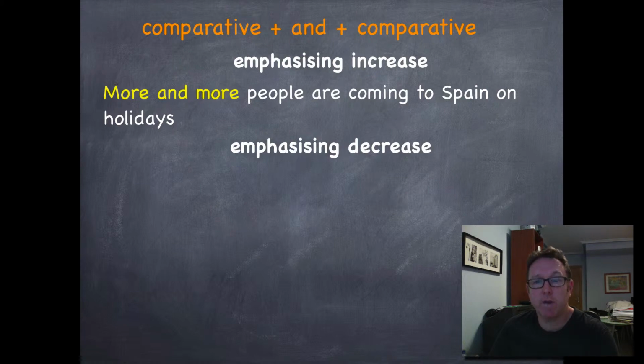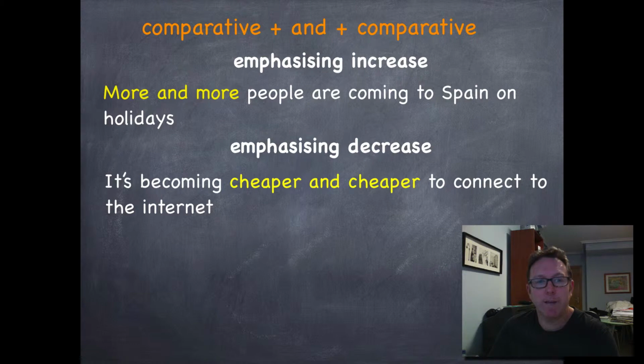Emphasizing decrease. So we can say it's becoming cheaper and cheaper to connect to the internet, all right? Cheaper and cheaper, the price is going down, so it's becoming cheaper and cheaper to connect to the internet, the decrease, okay? More and more for the increase, cheaper and cheaper, or less and less for decrease.